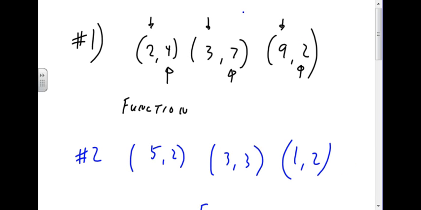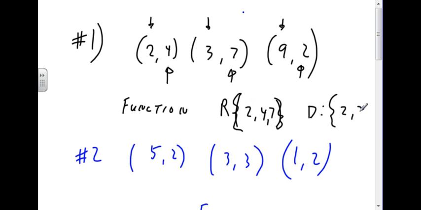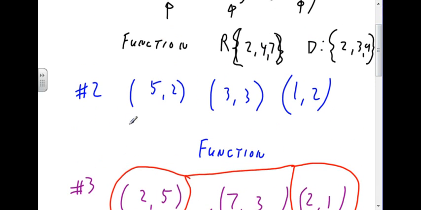All right, so we want to know the range. 2, 4, 7. We want to know the domain, and it'd be a bracket like that. And we want to know the domain, 2, 3, 9. So the domain are the x guys and the range are the y guys. We want to know the range, 2 and 3. We want to know the domain, 1, 3, 5.